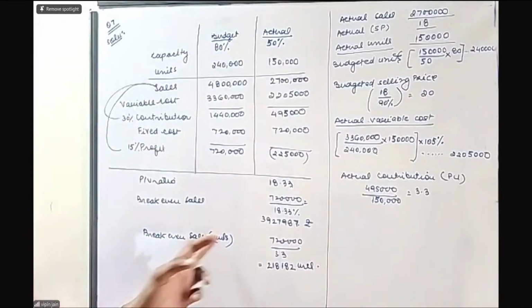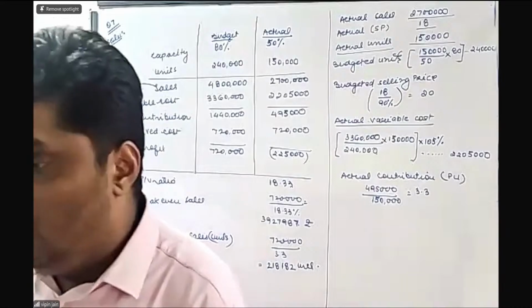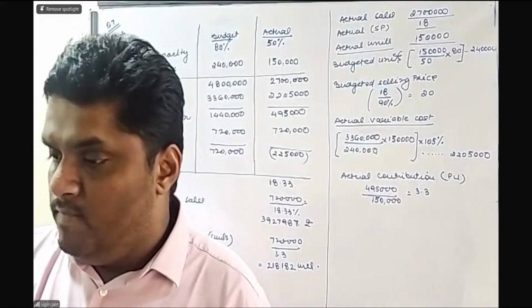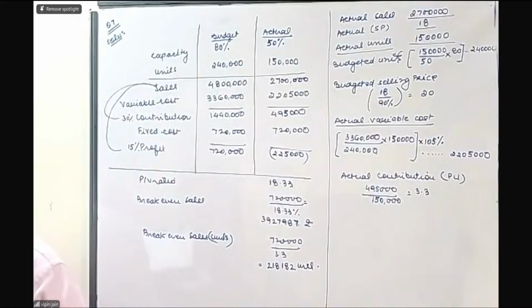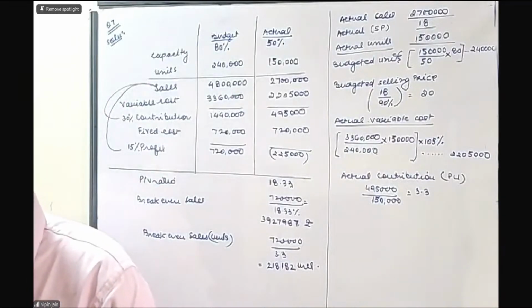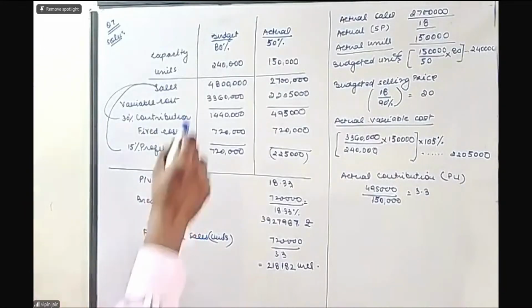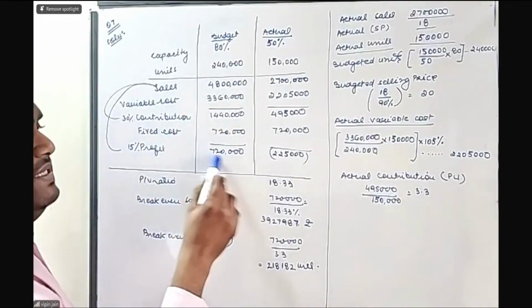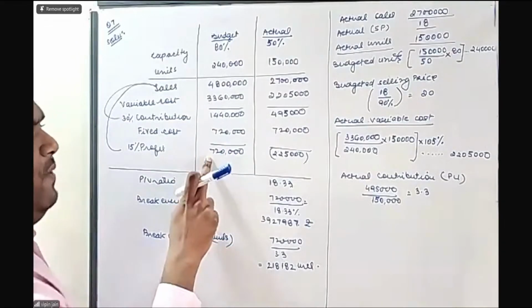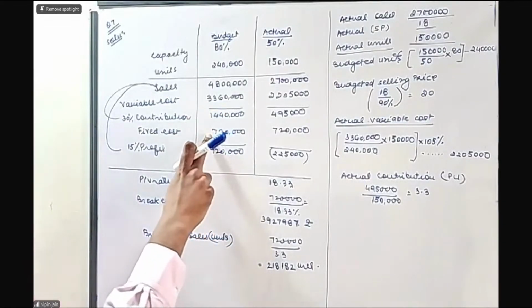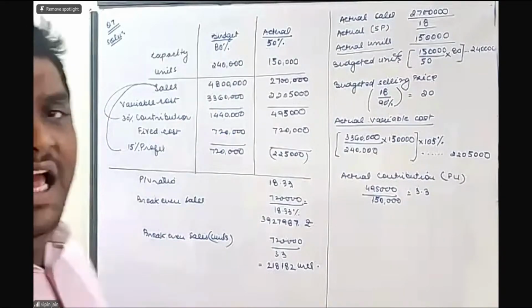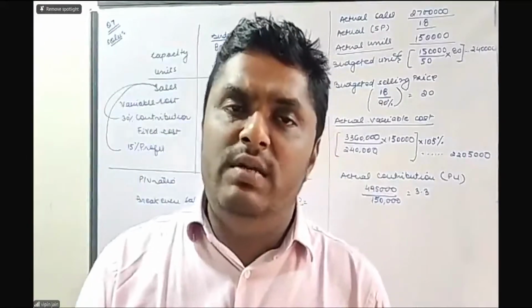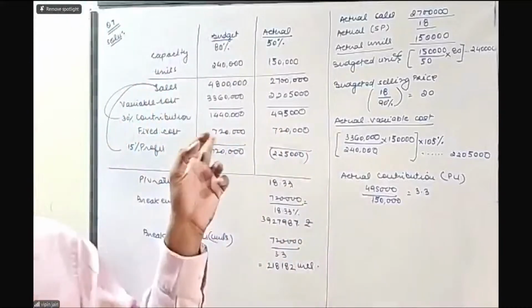See, I have calculated break-even sales also. For 48 lakh into 15%, 7,20,000. This is my profit. Contribution minus profit will be my fixed cost. So 14,40,000 contribution minus 7,20,000 profit. This is how I got 7,20,000 as my fixed cost.